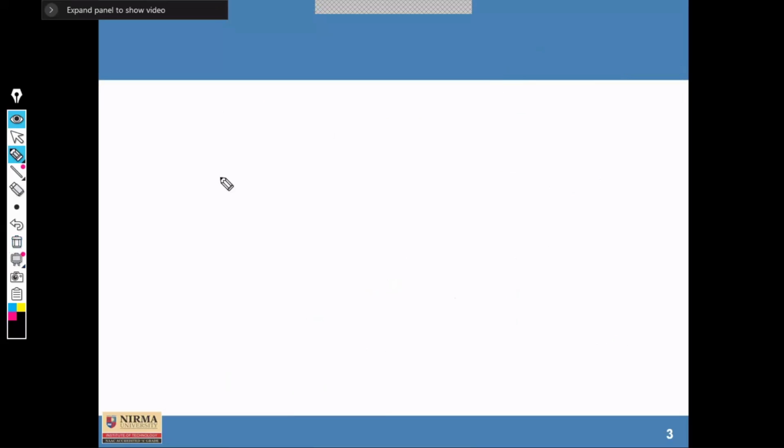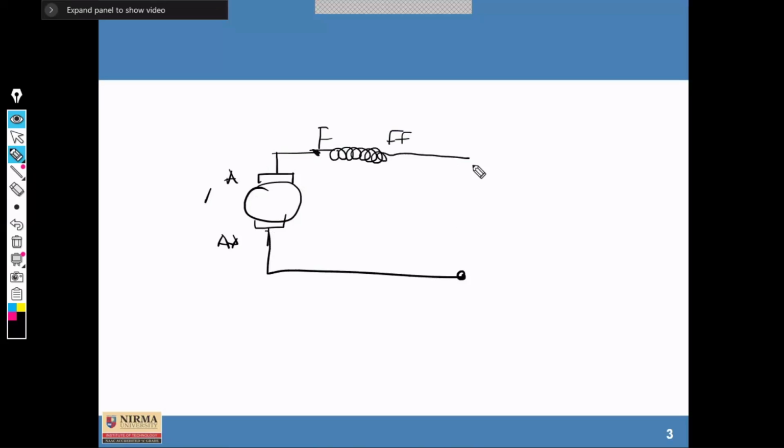Now, based on the connection, again, a series motor is there. So this is a series motor where the armature winding AAA and field winding FFF both are connected in series. According to the connection, you can see the amount of current flowing through is IA. The similar current will flow through the field current IF, and again similar current will flow through the load. So this is the series connection.